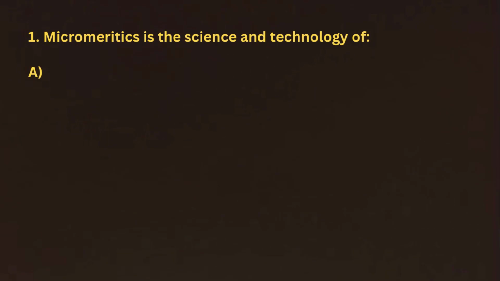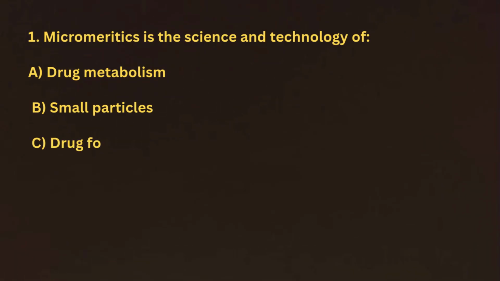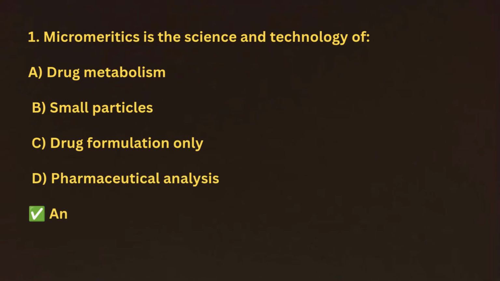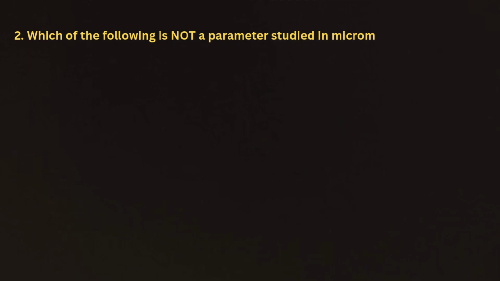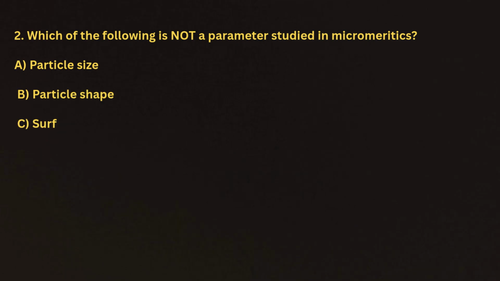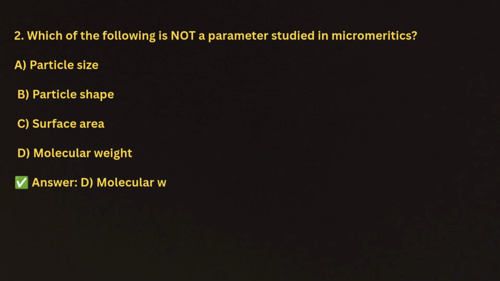Here are some GPAT-like questions based on this topic. The first question: micromeritics is the science and technology of option A, drug metabolism; option B, small particles; option C, drug formulation only; option D, pharmaceutical analysis. The answer is B, small particles. Question number 2: which of the following is not a parameter studied in micromeritics? Option A, particle size; option B, particle shape; option C, surface area; option D, molecular weight. The answer is D, molecular weight.